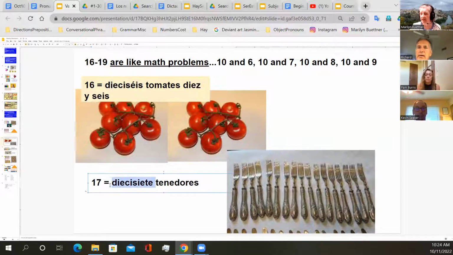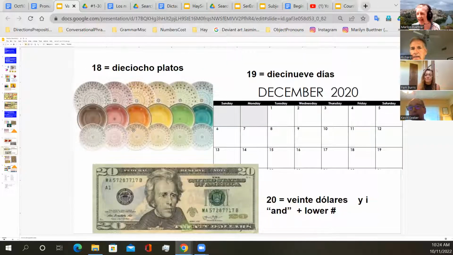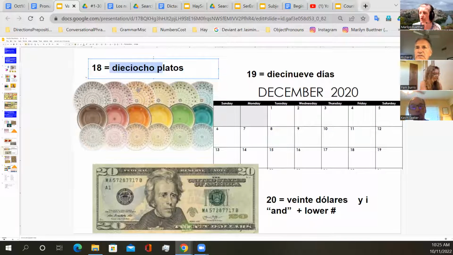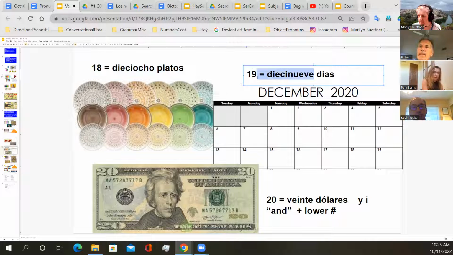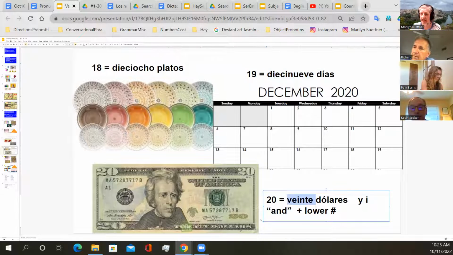Now we're going to look at 17. 17. And if you really want to count those up, they are 17. Bien. 18. Then we get 19, 10 and 9. And then, of course, now we're up to the next multiple of 10, a different word altogether, which is 20.